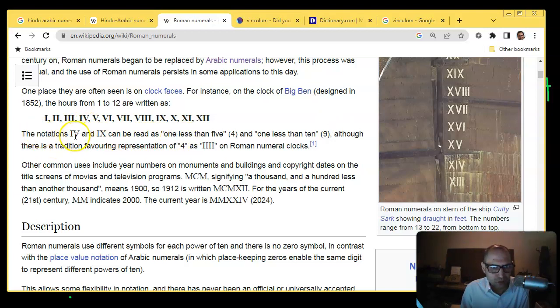And then the notations, for example, I before V would be 1 less than 5, meaning 5 minus 1, which is a 4. Or, for example, I before X would be 10 minus 1, or 1 less than 10, which is a 9. Although there is a tradition favoring representation of 4 as four ones on Roman numeral clocks.